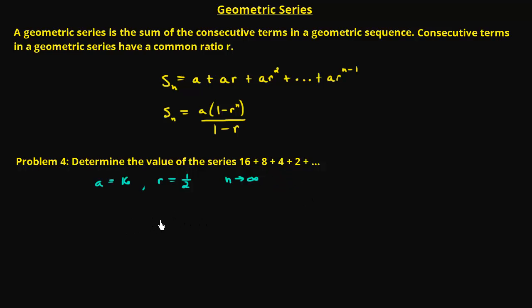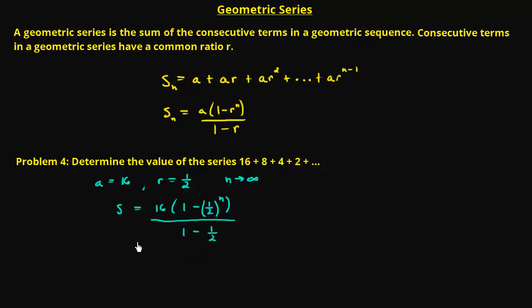So let's think about what happens when we actually have an infinite number of terms in this series. Well, we have that S, the value of the sum, is going to be equal to a, which is 16, times 1 minus r, and r is just a half here. So we have 1 minus 1/2 to the power of n. Let's not substitute a value for n just quite yet. And that'll all be divided by 1 minus 1/2.